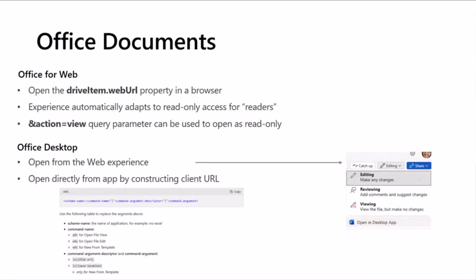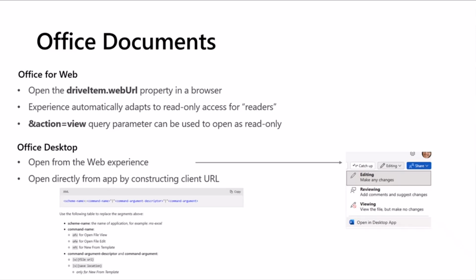Now, for Office documents, I just want to get into some of the tech on how that works. So you write a custom application. It's built on top of SharePoint Embedded, and you expose content to the end users of your custom application. And one of those types of content are Office documents. Now, you can direct your users to open up those documents in Office for web or Office desktop.